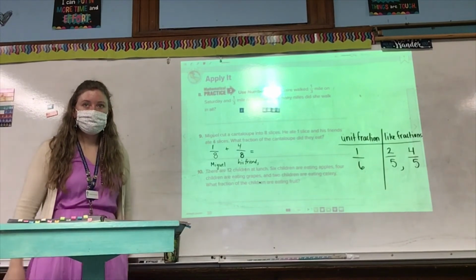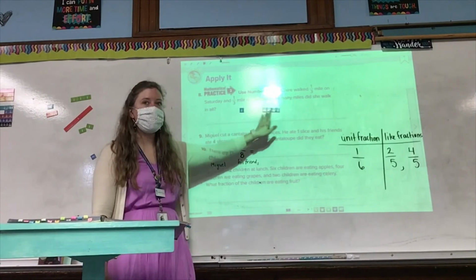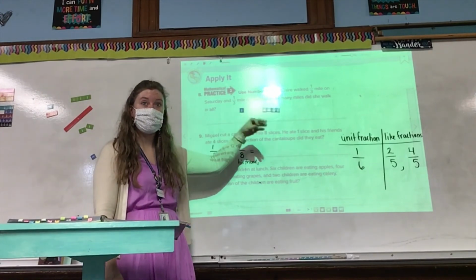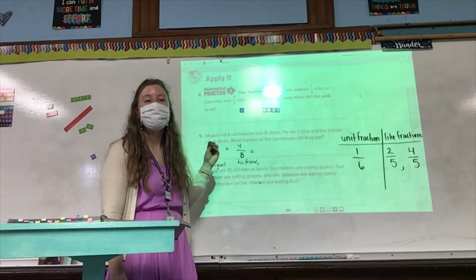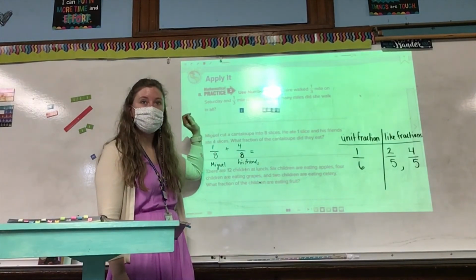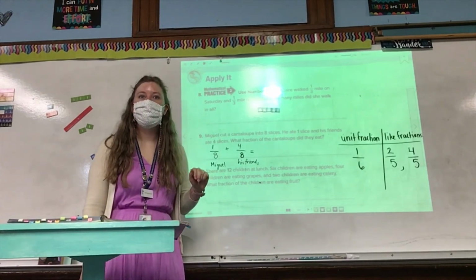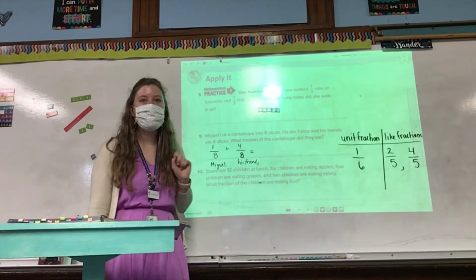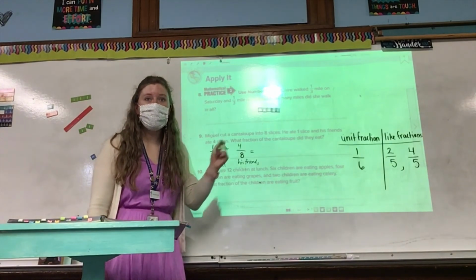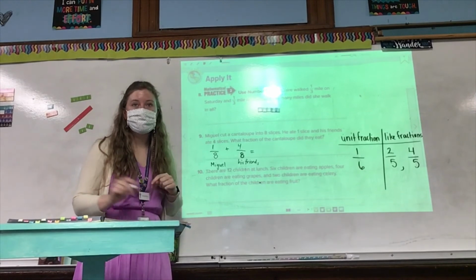Now we add them. How do we use our manipulatives to show that we're adding them? We count. But what do we have to do first before we count them? Put them together. Now what do we do? Count them. How many 1/8 tiles do I have? 5. Which means Miguel and his friends ate 5/8 of the cantaloupe.